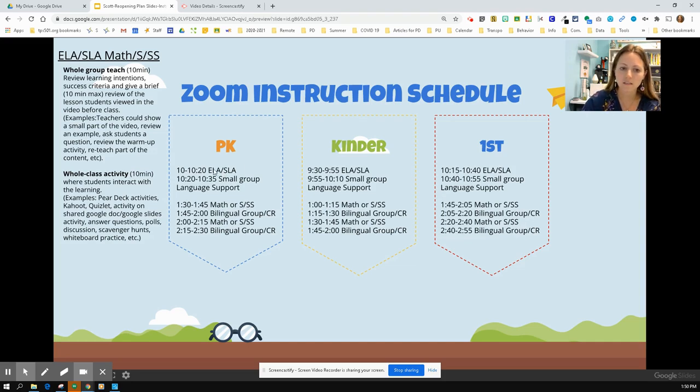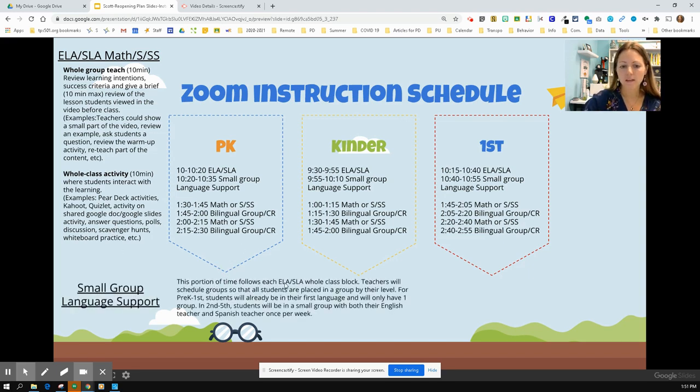During this first ELA SLA block, and also later with the Math or Science and Social Studies, these time frames are whole group teaching, which are 10 minutes for reviewing learning intentions, success criteria, giving a brief review of the lesson that the students would have viewed before class. For example, you could show a small part of a video, review an example, reteach something, talk about the warm-up, etc. Then the other part of that first block is where students will interact with the learning, and it's a whole class activity. For example, you might do a Pear Deck activity slide, a Kahoot, a Quizlet, a shared docs or slide activity, answer questions, have students complete polls, do a discussion, scavenger hunts, or whiteboard practice.